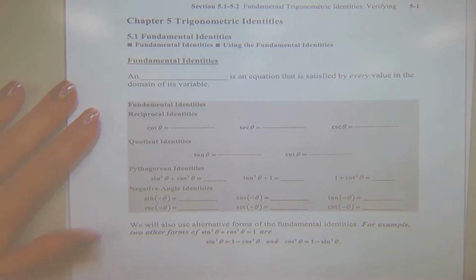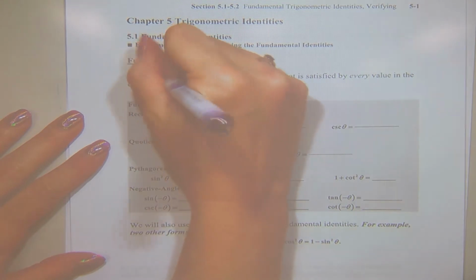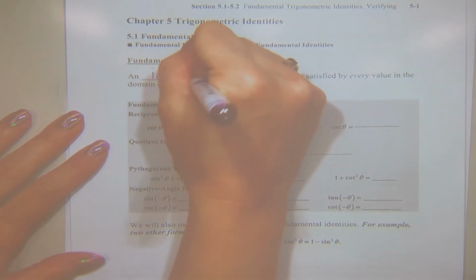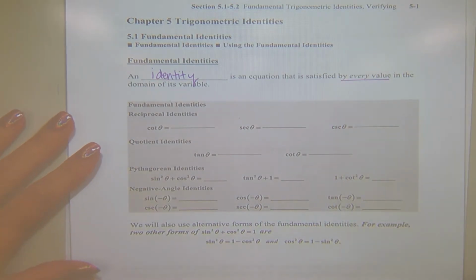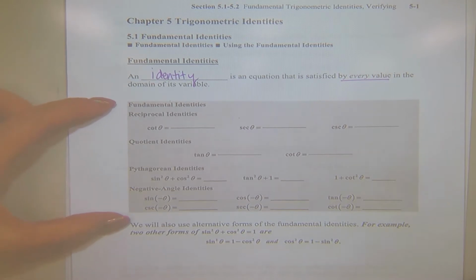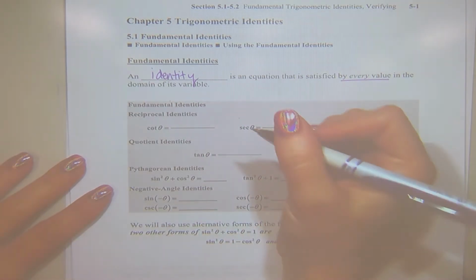5.1, fundamental identities. An identity is an equation that is satisfied by every value in the domain of its variable. And we talked about the domain of the various functions. You know what is undefined in which function values. Then we're going to start looking at these fundamental identities. Like I said, you're already aware of these.